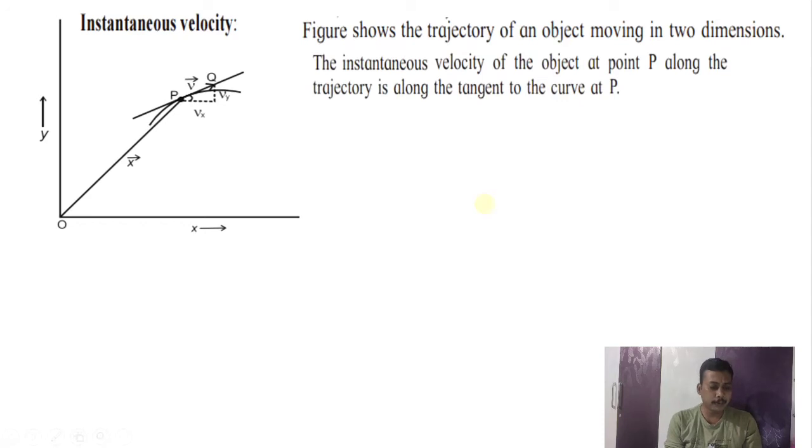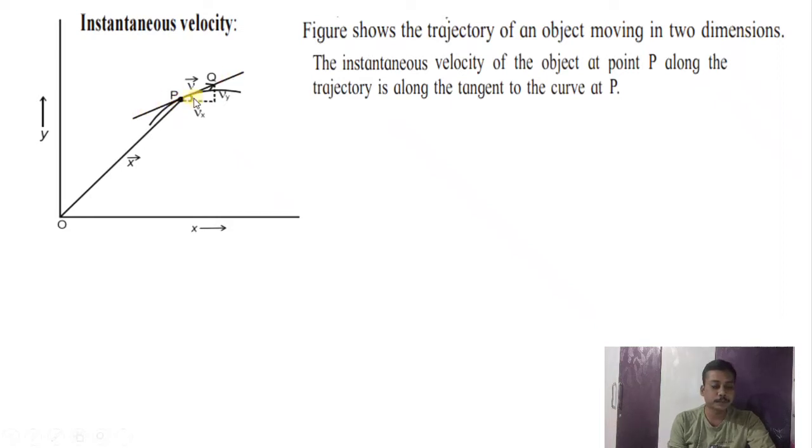Let's see the diagram here. Here are the x and y axes, and in the xy plane our displacement PQ is there. The figure shows the trajectory of an object moving in two dimensions. This is the trajectory of the object which is moving in two dimensions.